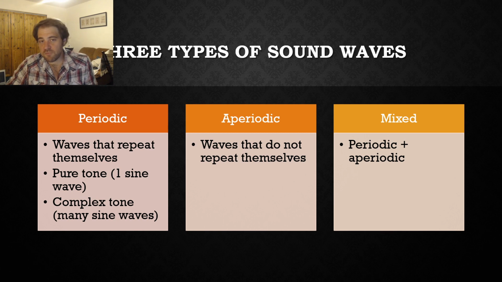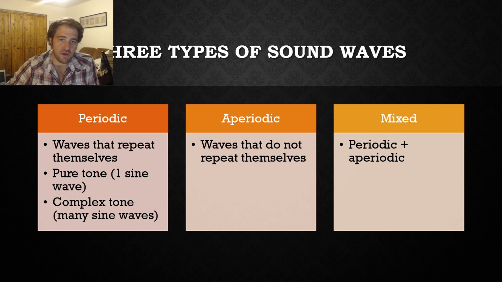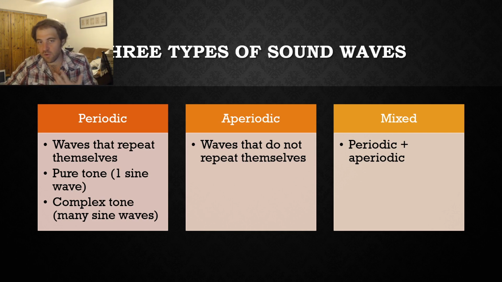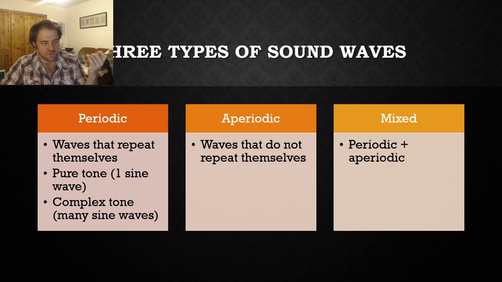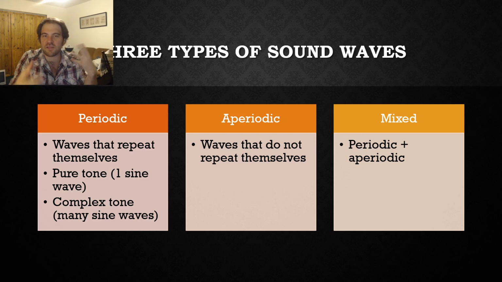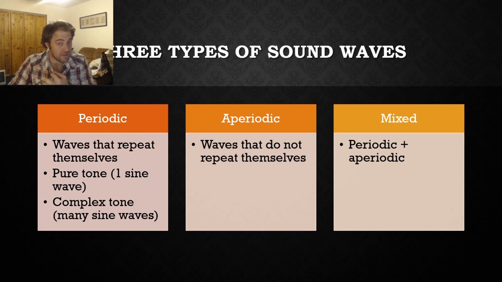And then mixed, you can have both. You can have a combination of periodic and aperiodic sounds. So you can have like a noisy pure tone. You can have, say, music played on a guitar that has some distortion overlaid. So you still have the melodic portion of the guitar, but then you've also got this kind of crunchy distortion on top of it that is not periodic. So these are your three basic types: periodic, aperiodic, and mixed.